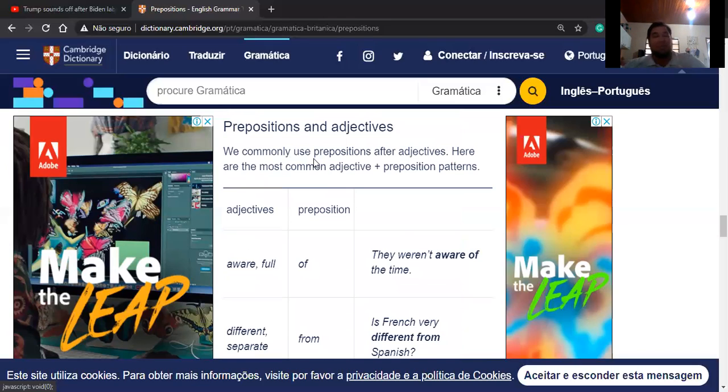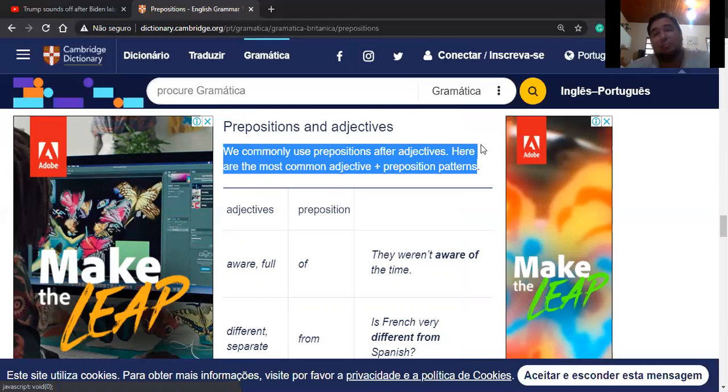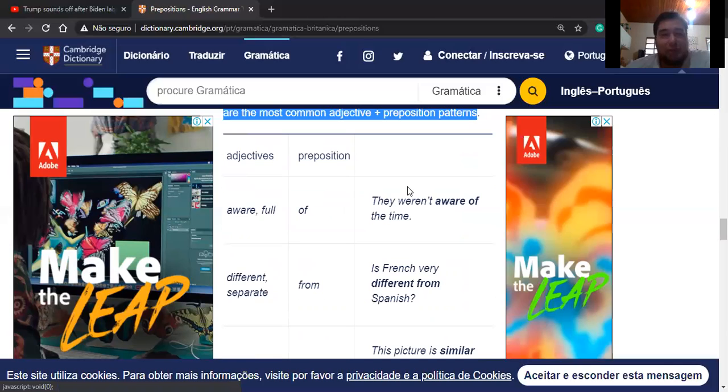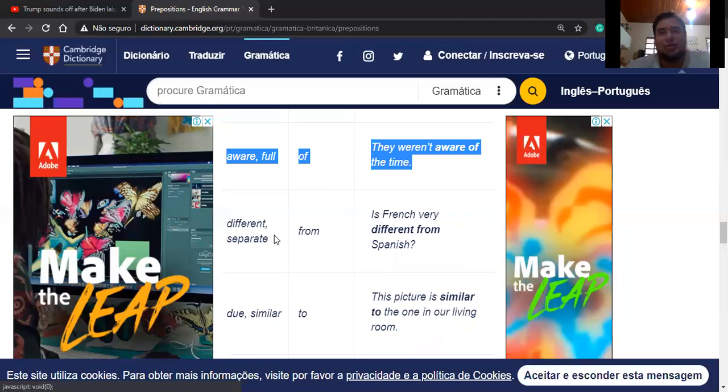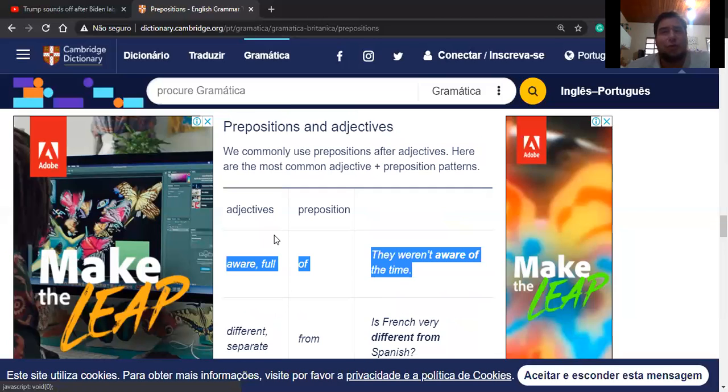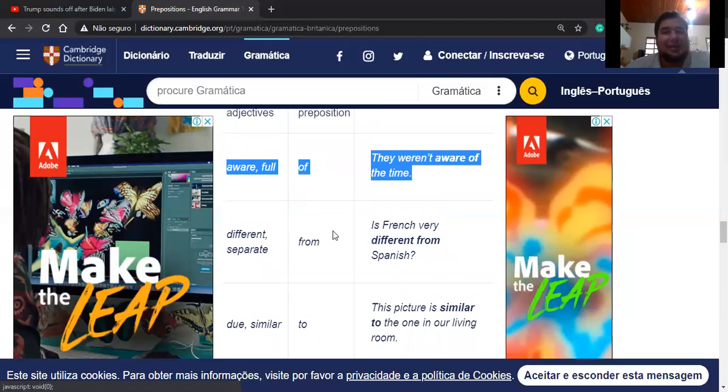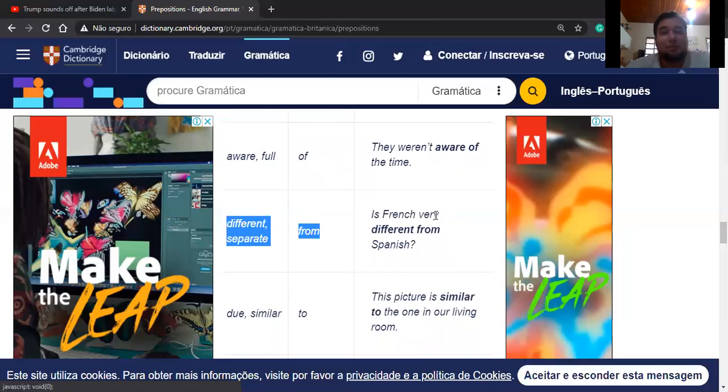Prepositions and adjectives. We commonly use prepositions after adjectives. Here are the most common adjective plus preposition patterns. Adjective, preposition. And then you have the phrase. Adjectives aware, full, preposition of. They weren't aware of the time. Ooh, this is very helpful. Isso vai ajudar muito.